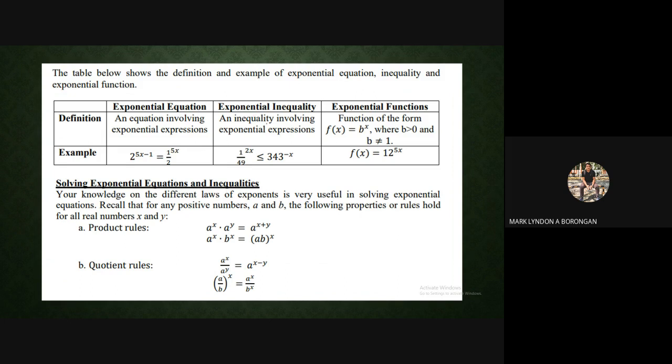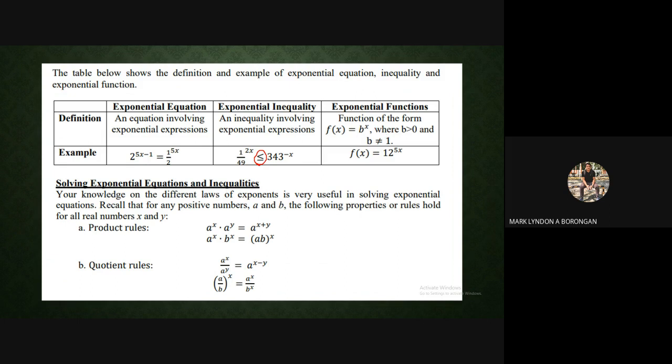The exponential inequality is easy to spot because you'll have the signs less than, greater than, greater than or equal to, and less than or equal to. You'll just have to observe the given sign or symbol. And for the exponential function, it is a function of the form f of x is equal to b to the power of x, where b is greater than 0 and b is not equal to 1.